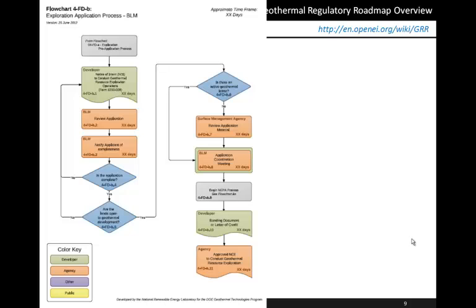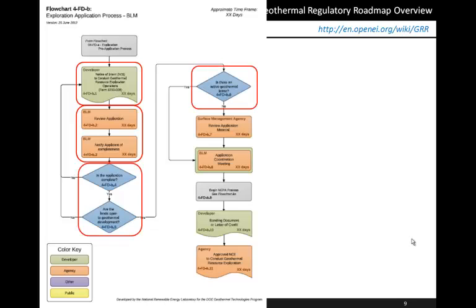Let's continue with this example by looking at one of these flowcharts in more detail. Once at the BLM exploration application process flowchart number 4 FDB, the developer submits its application documents, which are then reviewed by the BLM for completeness. A number of decision points then help decide if and how the process moves forward. After the review, both the developer and the agency meet for an application coordination meeting.